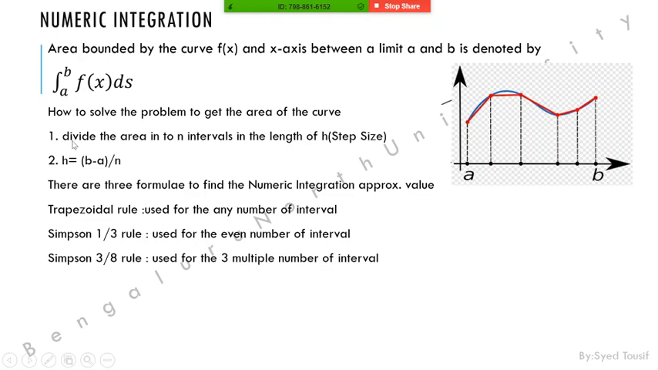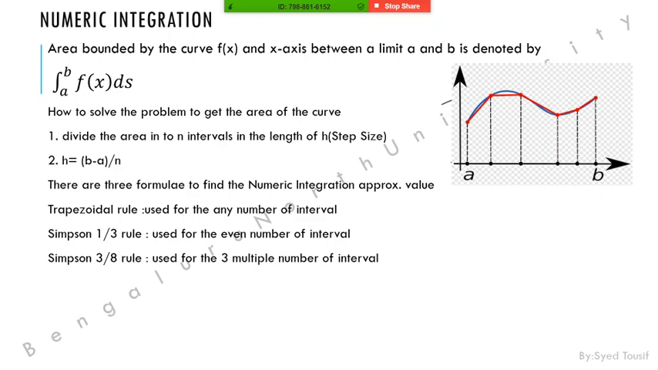First we divide the area into n intervals, where h is the step size. The step size is the difference between x0 and x1, which we can easily calculate using h is equal to b minus a divided by n. So with the trapezoidal rule, we can calculate the area with any number of intervals. We don't impose any constraint that a certain number of intervals must be there. In that case we can easily use the trapezoidal rule.